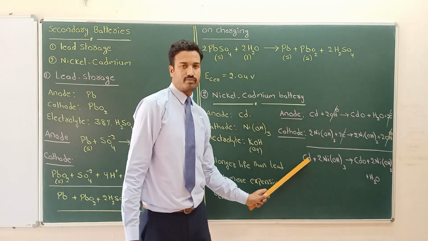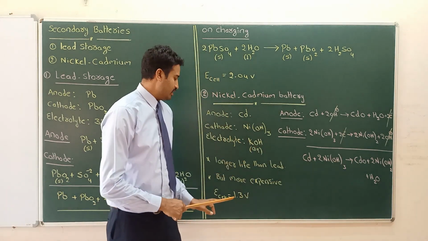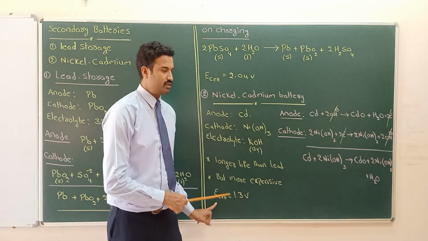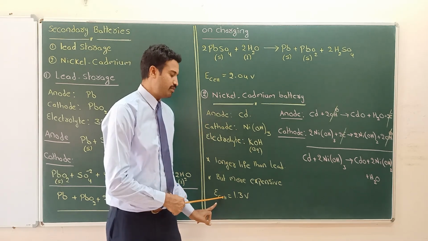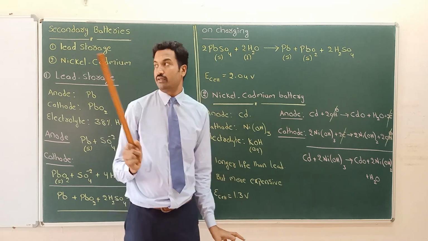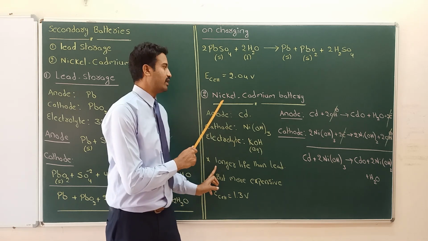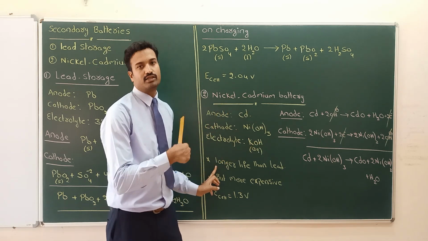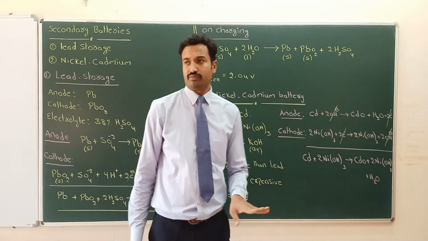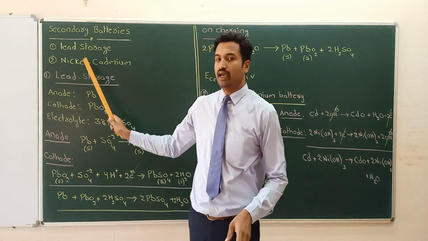This is the overall reaction of the nickel cadmium battery. Here the cell potential value of this nickel cadmium battery is 1.3 volts. This is very expensive compared to the lead storage battery. The lifetime of this nickel cadmium battery is more than the lead storage battery. This is about the secondary battery. We discussed the lead storage battery and the nickel cadmium battery.